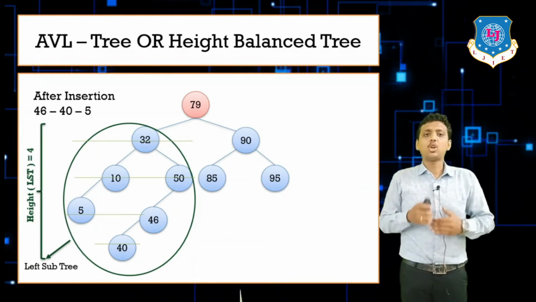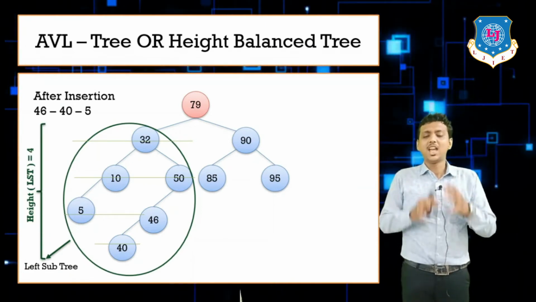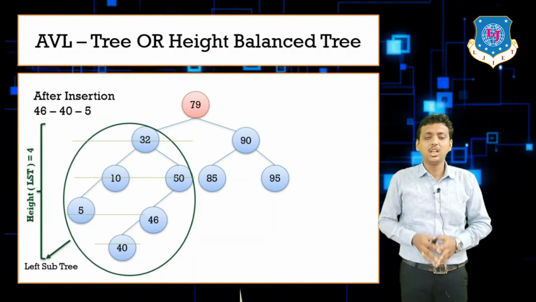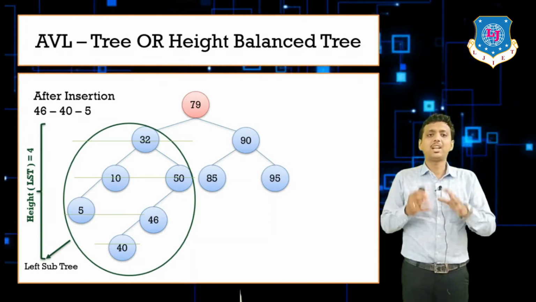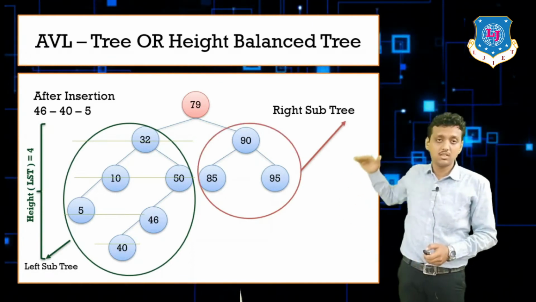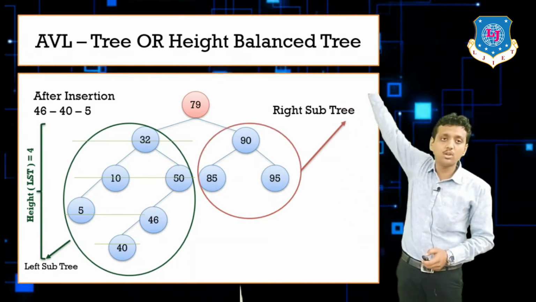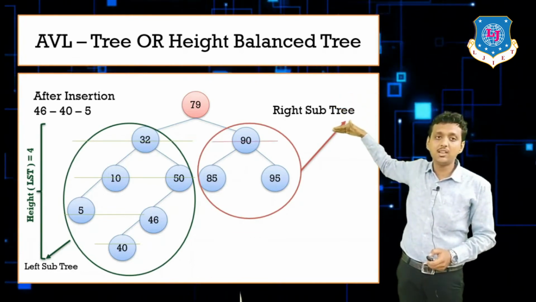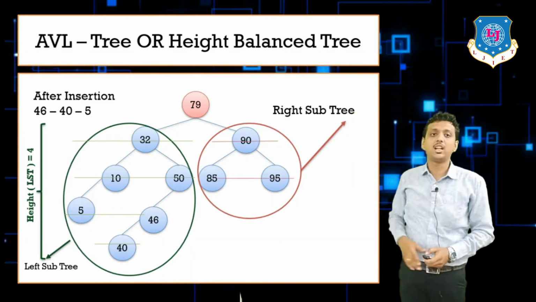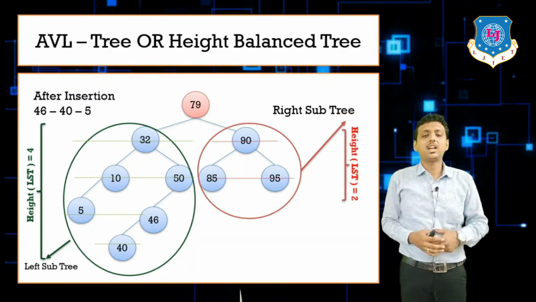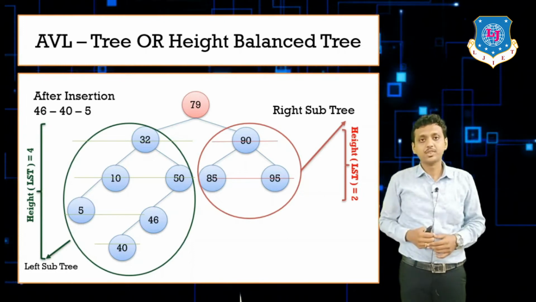Now let me talk about the right subtree. See, I did not insert any element in the right subtree, so my right subtree is as it is. But if I am talking about the height of the right subtree, then how do we find it out? See, for root node 79, in the right subtree, 90 is at one level and 95 and 85 are at another level. Fine. So we can easily say that the right subtree height is 2.